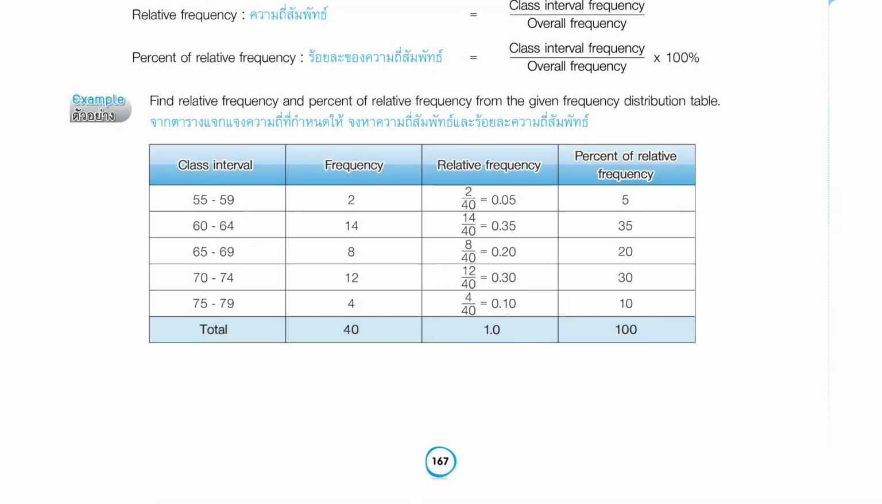Relative frequency distribution. Relative frequency can be in form of fraction, decimal, or percentage, which is called percent of relative frequency. Relative frequency equals class interval frequency over overall frequency. Percent of relative frequency equals class interval frequency over overall frequency times 100%. Example, find relative frequency and percent of relative frequency from the given frequency distribution table.